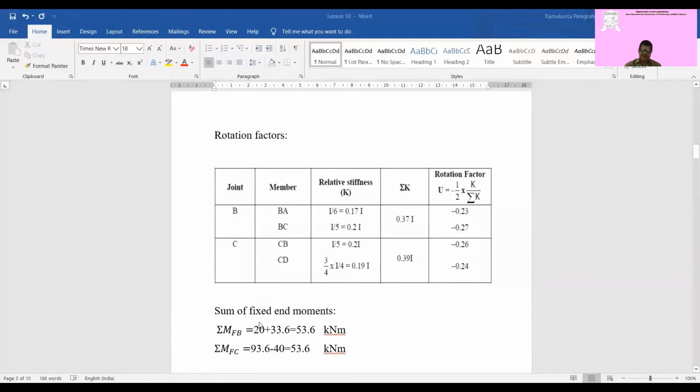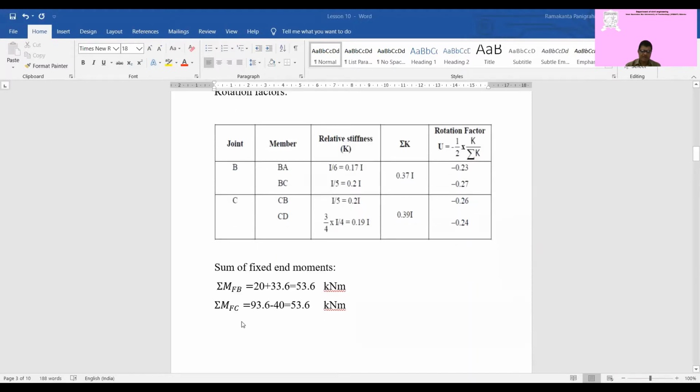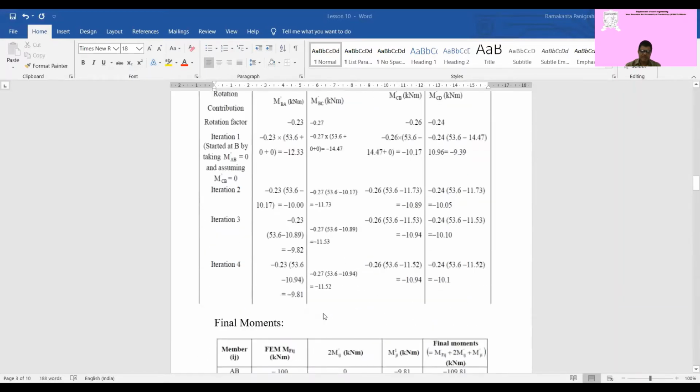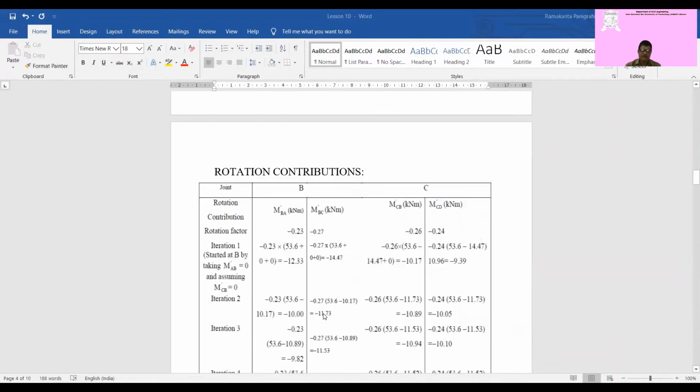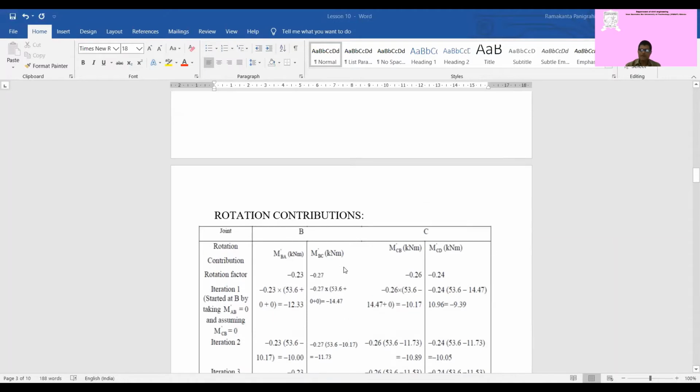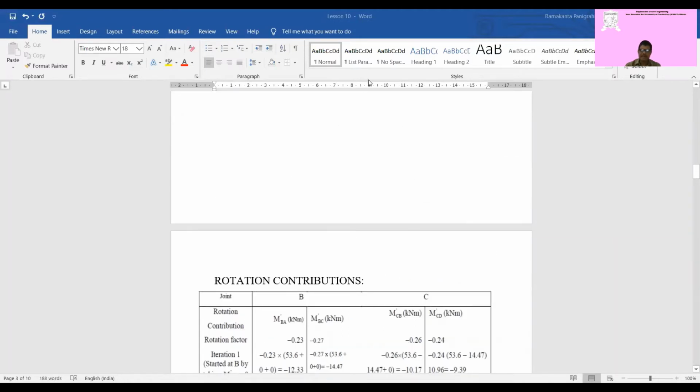Now we can also find the sum of fixed moments that will come at the joint. Here, 20 plus 33.6 at joint B becomes 53.6. Similarly, the value comes at joint C. Now let us see how the moment distribution will be done. Either you do this table, or you can do the diagram. The diagram we have already explained in some figures.